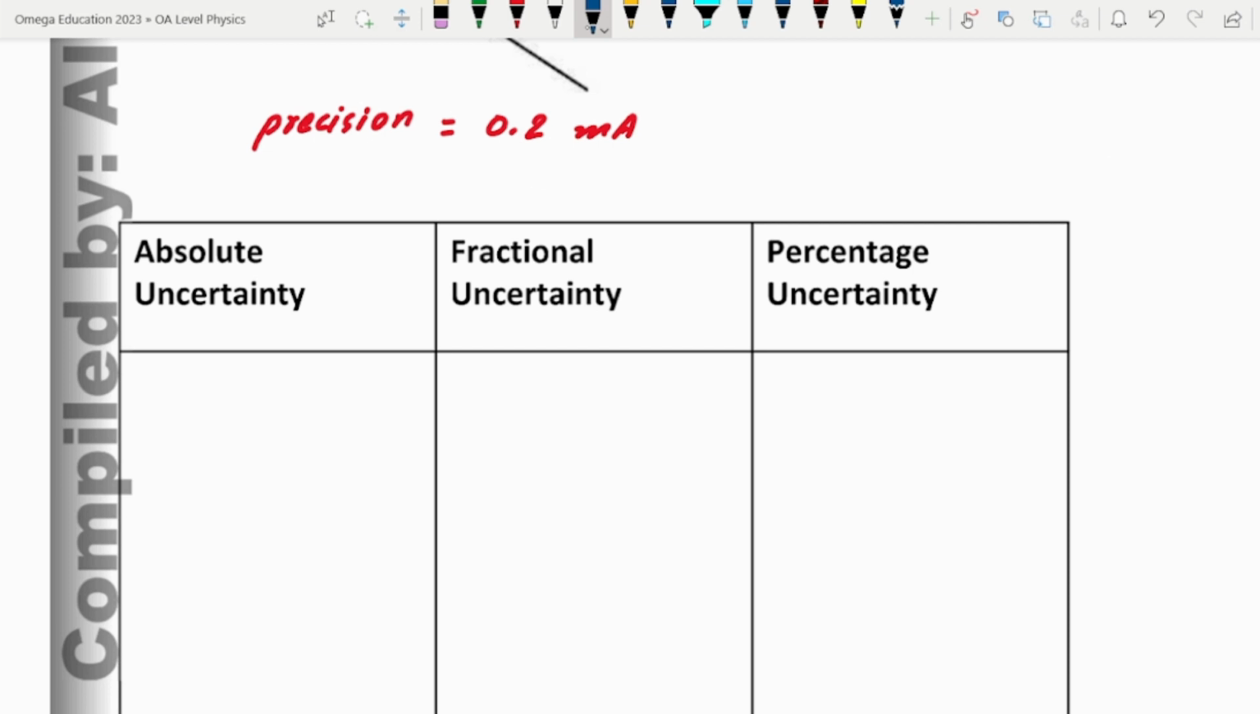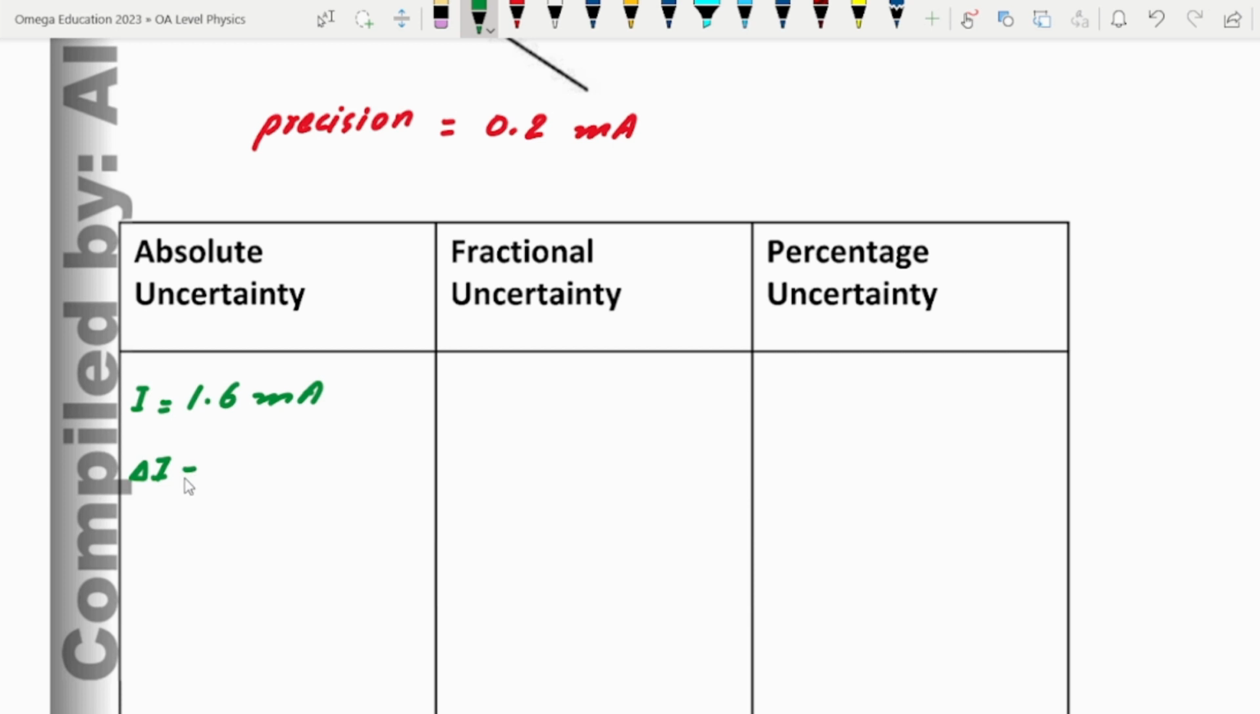Now, if they ask you the question, represent the absolute uncertainty in the principal value. For absolute uncertainty, the value of current was how much? 1.6 milliamperes. Uncertainty, or absolute uncertainty, in the current would be represented by delta I. You see this triangle sign, this is called delta. It means we are talking about the uncertainty in the quantity that is being measured.